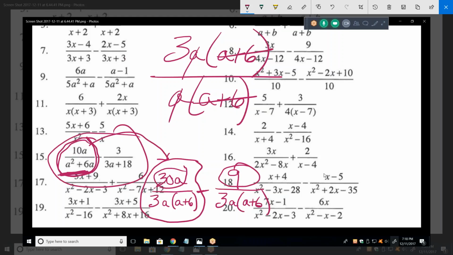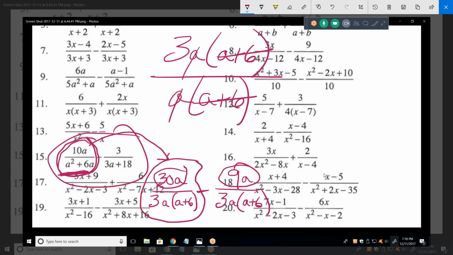Oh. Yeah, so then it's 9a? Well, let's see. If it's 9a, then the a's cancel. The 9 over 3 becomes 3. And I end up with 3 over a plus 6. Well, that's not right.